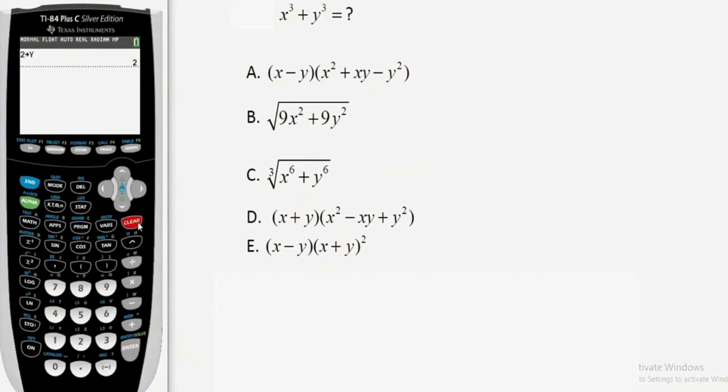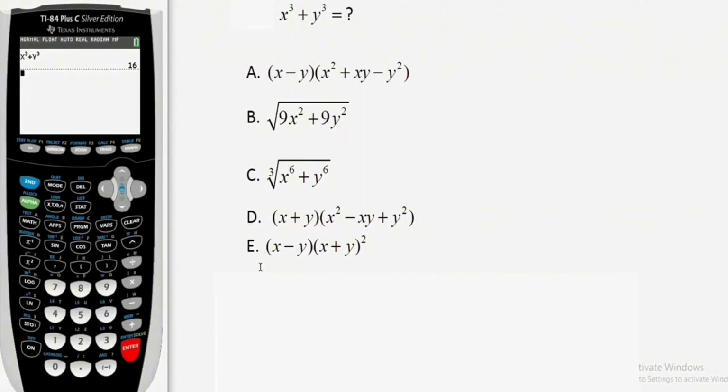So let's simplify the expression. We have x to the power 3. Then you come down, very important, plus y, press alpha and this button for y, to the power 3, this button is for power 3. So that's it, press enter. Let's see what it's going to give us. So we have 16. Right now we're going to simplify the options. Any option that gives us 16 will be the answer to this question.